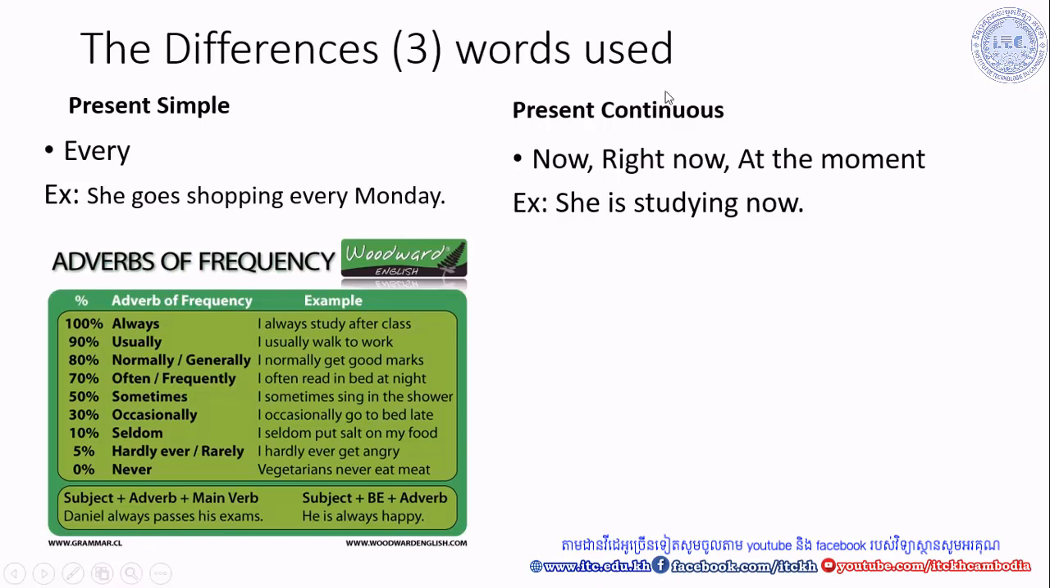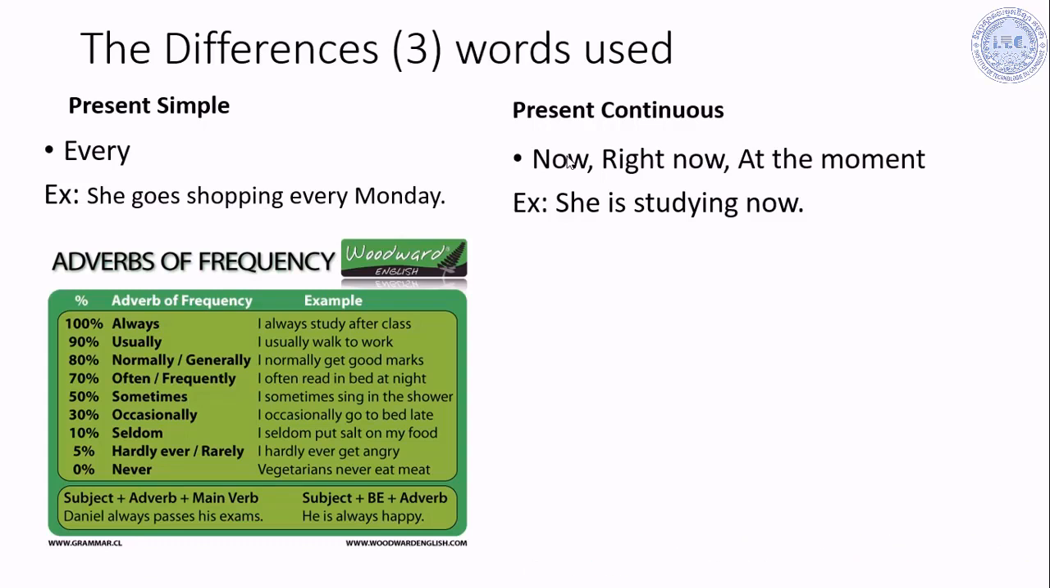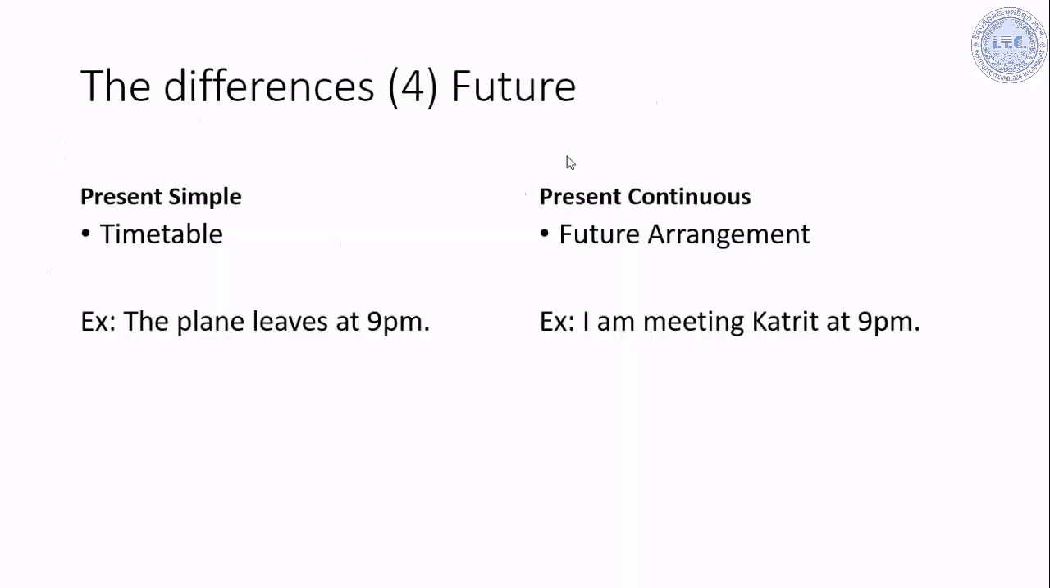For present continuous, most of the time you see now, right now, at the moment. So when you see now, right now, at the moment, you just use present continuous. For example, she is studying now. She is studying right now. At the moment, she is studying. So those words give you a clue.